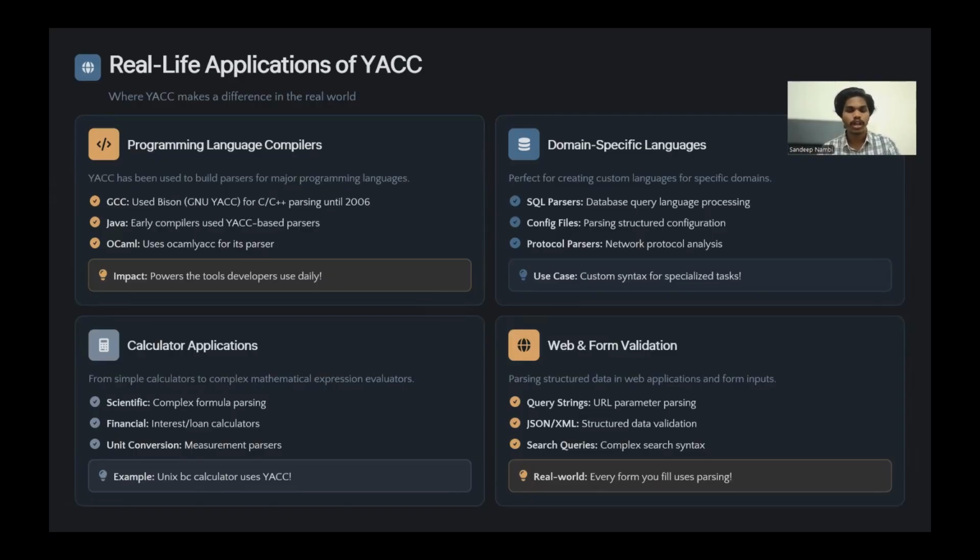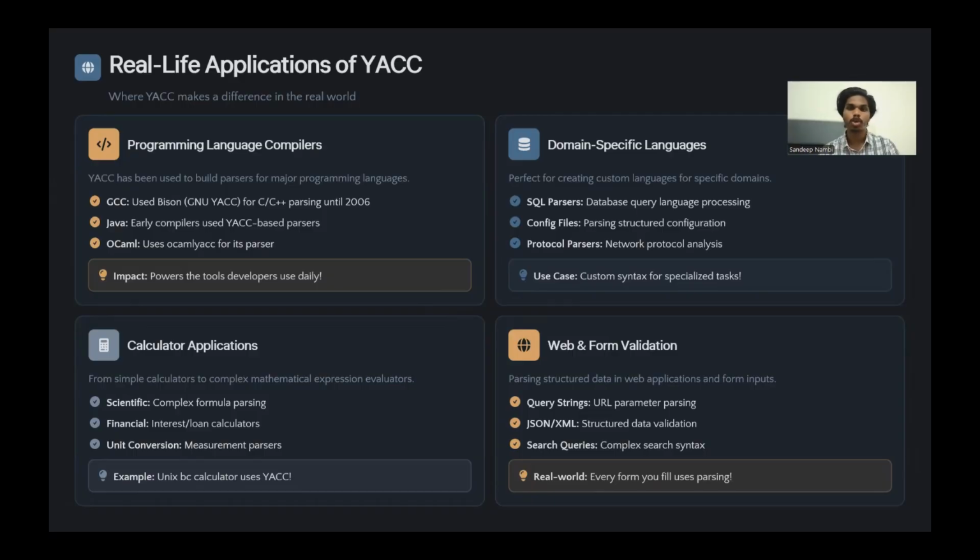Now, let us dive into real-life applications of YACC parser, where YACC makes a difference in the real world. YACC isn't just a teaching tool, it is used in real-world and production systems. The first one is programming language compilers. GCC used YACC, that is Yet Another Compiler Compiler, for C++ or C parsing until 2006. Early Java compilers also used YACC-based parsers, and OCaml also uses it for its parser and powers the tools developers use daily. So basically, these tools are very useful for developers to develop an environment.